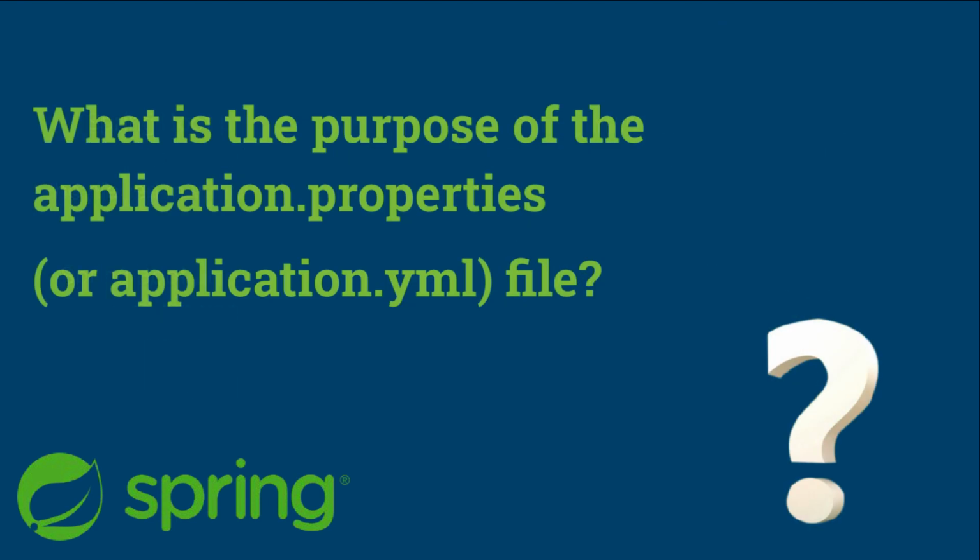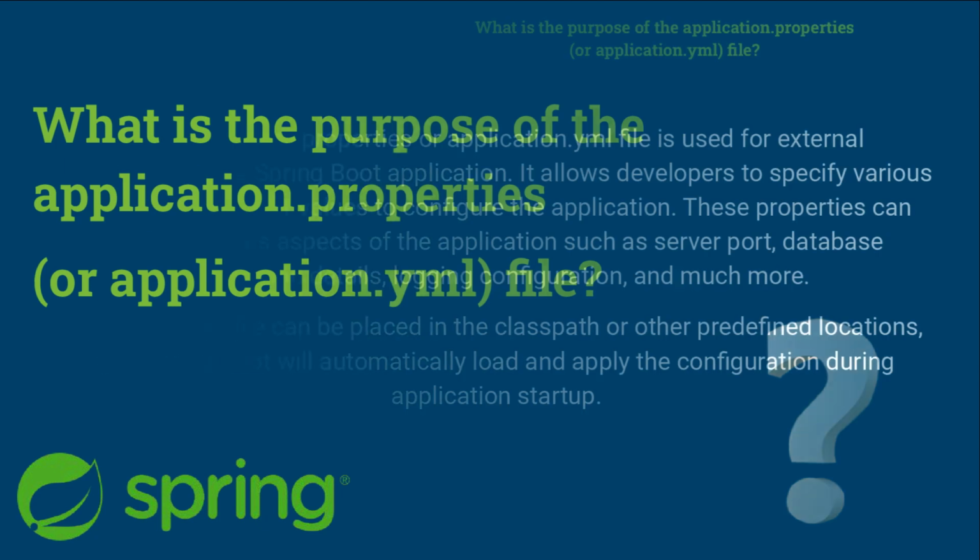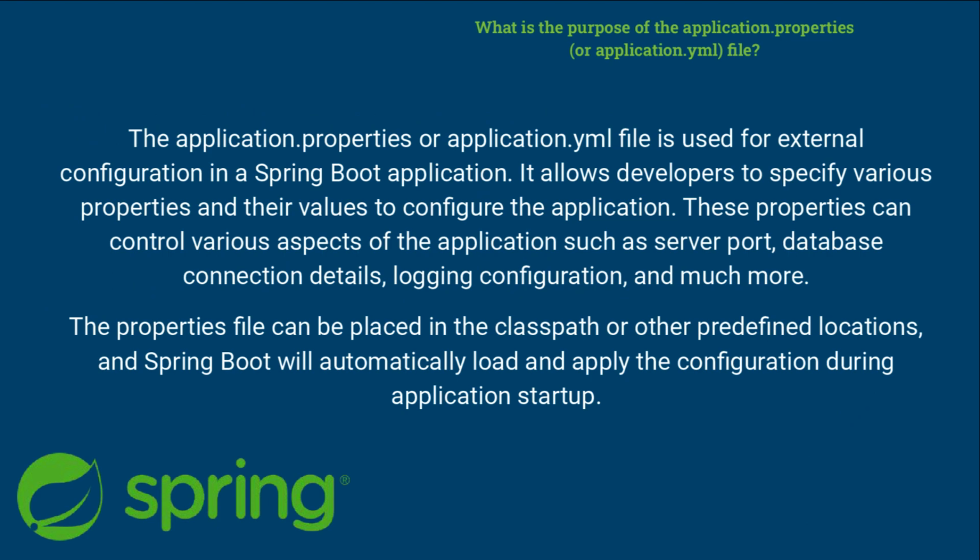Next question, what is the purpose of the application.properties or application.yml file? The application.properties or application.yml file is used for external configuration in a Spring Boot application. It allows developers to specify various properties and their values to configure the application. These properties can control various aspects of the application such as server port, database connection details, logging configuration, and much more. The properties file can be placed in the class path or other predefined locations, and Spring Boot will automatically load and apply the configuration during application startup.